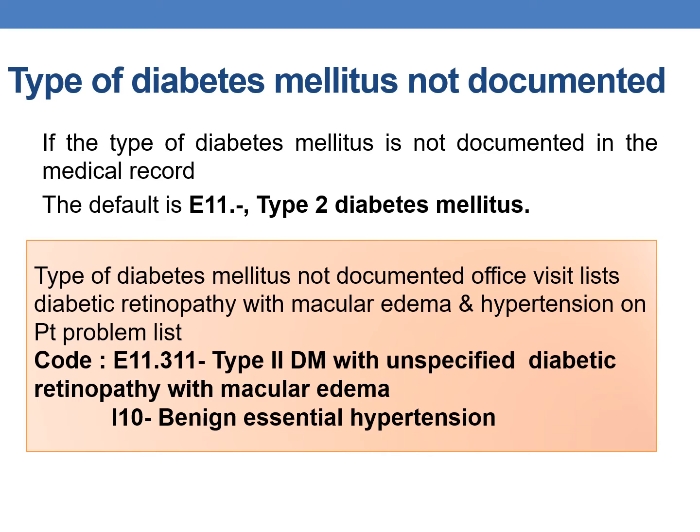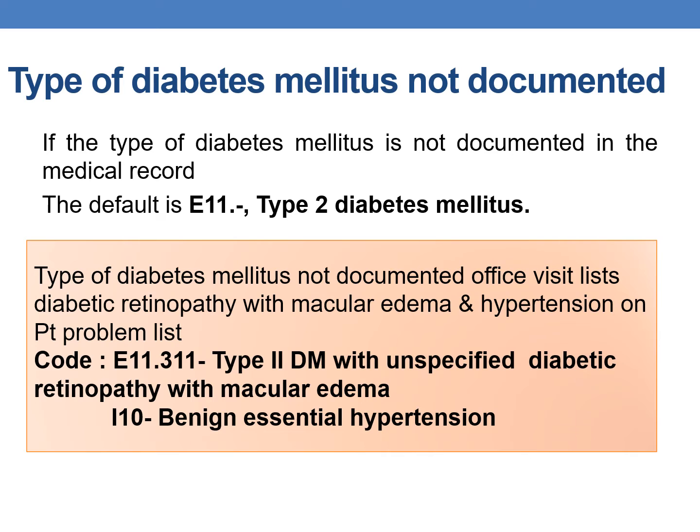Coming to the coding convention when type of diabetes mellitus is not documented. Suppose in the medical report, the physician does not document the type of diabetes mellitus. If the type of diabetes mellitus is not documented in the medical record, the default code is E11, that is type 2 diabetes mellitus.